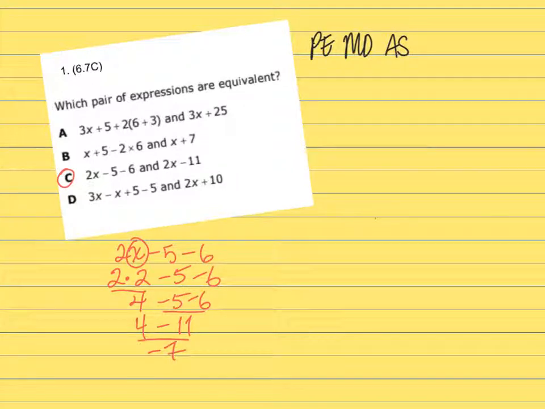So let's check the other side. Is this equivalent to 2x minus 11? Again, we substitute the x with a 2. We multiply 2 times 2 minus 11. Now it would be 4 minus 11, and you can see that the value is the same. Negative 7 is equal to negative 7, and our answer is C.